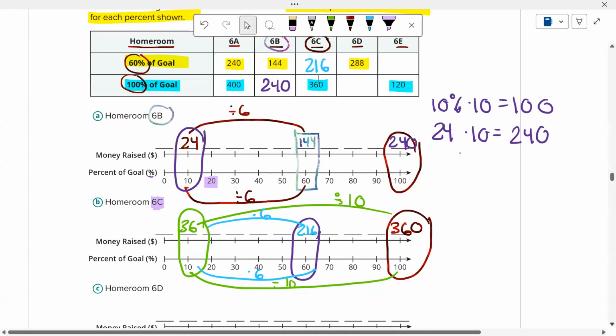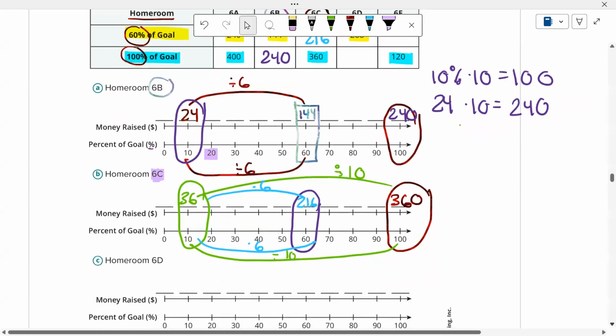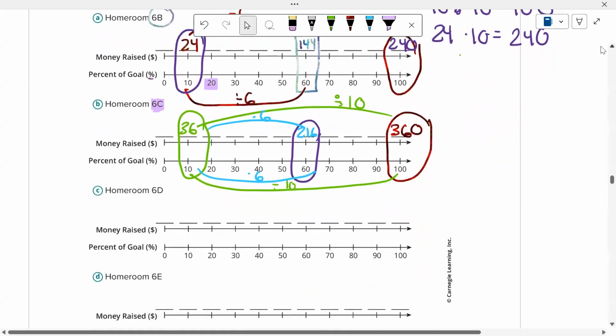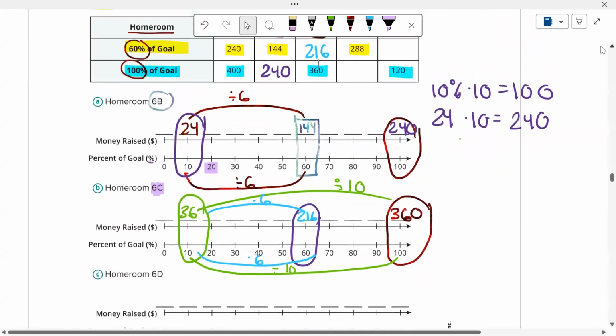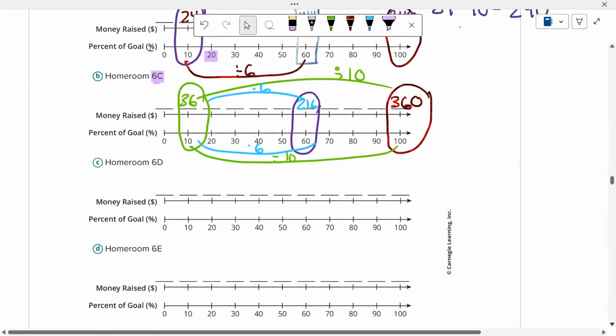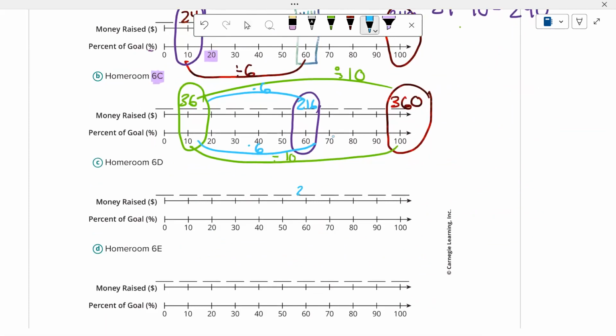All right. If you were a little bit lost while I was explaining for part 6B, that's perfectly fine. 6D, let's see if I might be able to show for 6D. For 6D, 60% is 288. I want to know 100%. That's what I want to know.